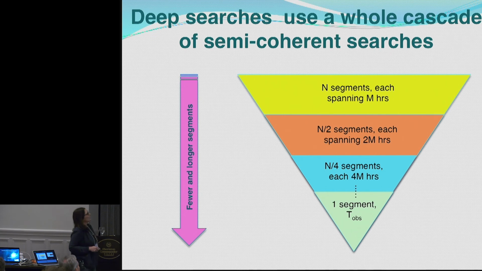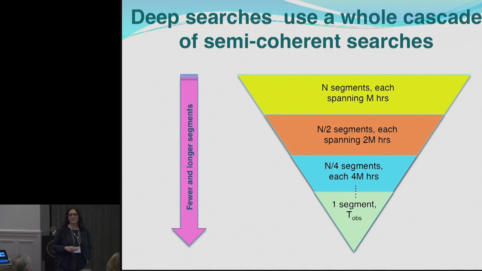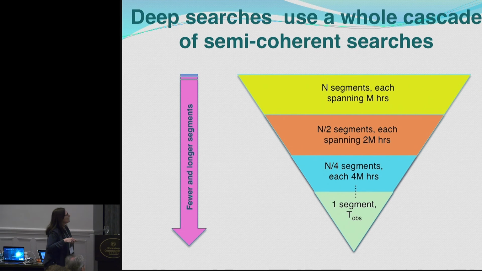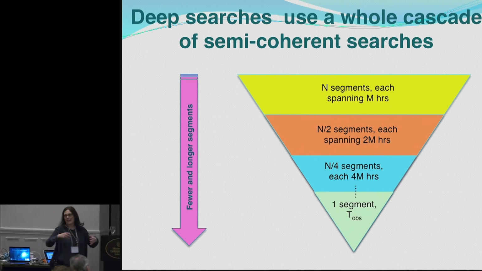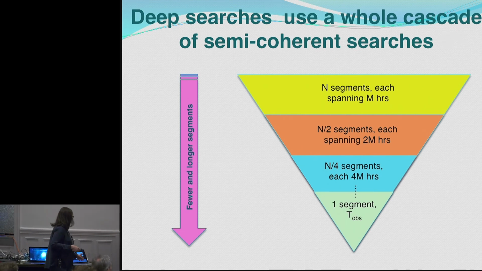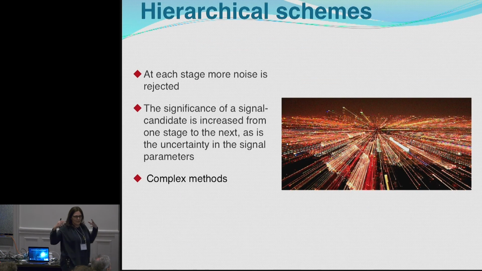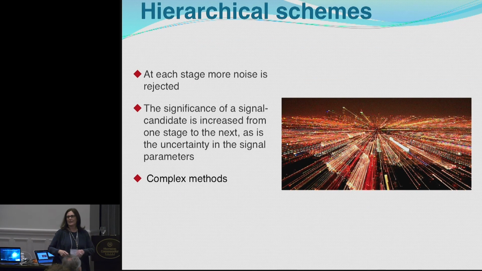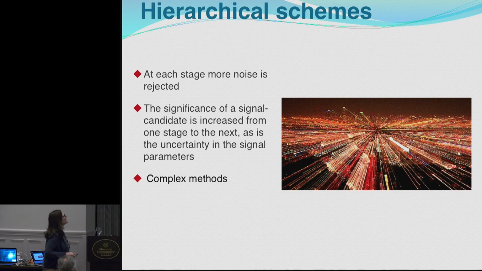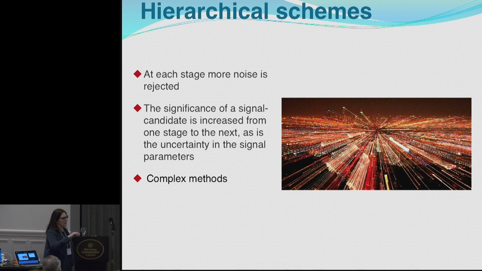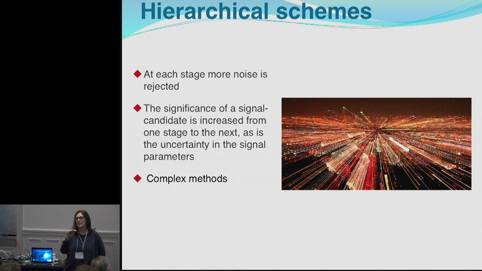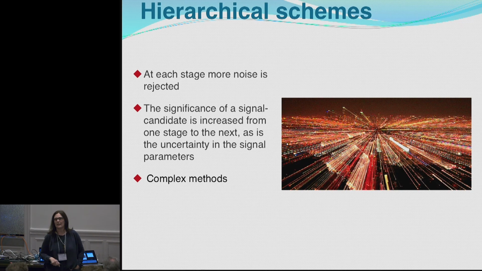And actually, when we do the deepest searches, we don't just do one semi-coherent search. We use a whole cascade of them. And we move in the direction of fewer and longer segments at each stage of the cascade. You have to think about it as a zooming procedure. We start with 10 to the 17 templates. And at each stage, we require candidates to pass to the next stage to be above a certain significance level.